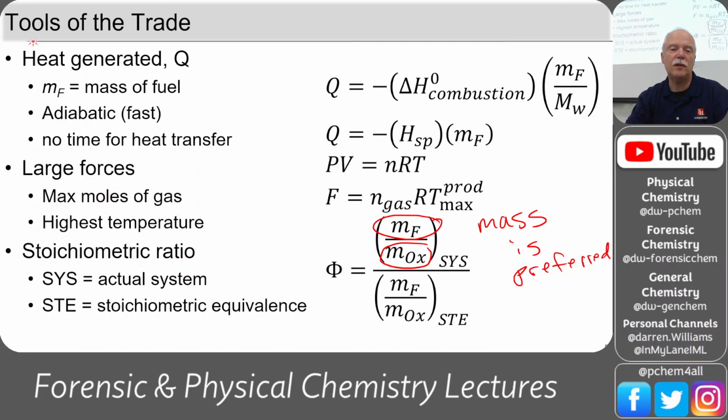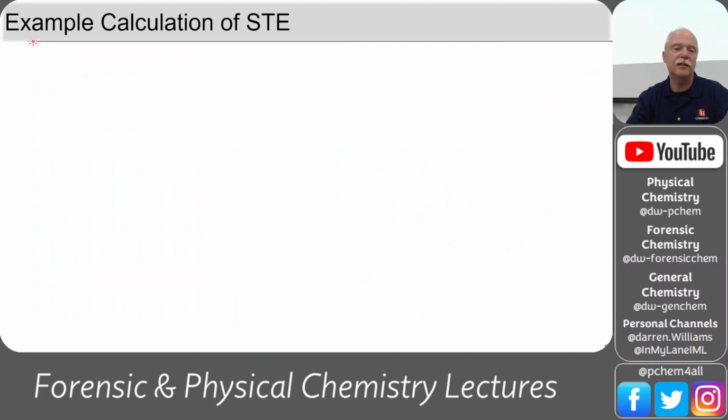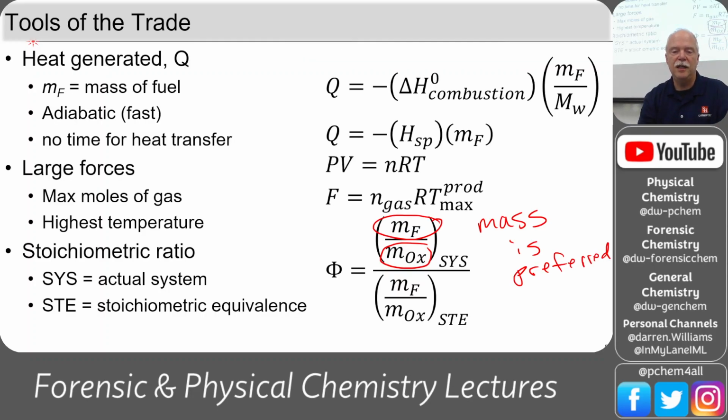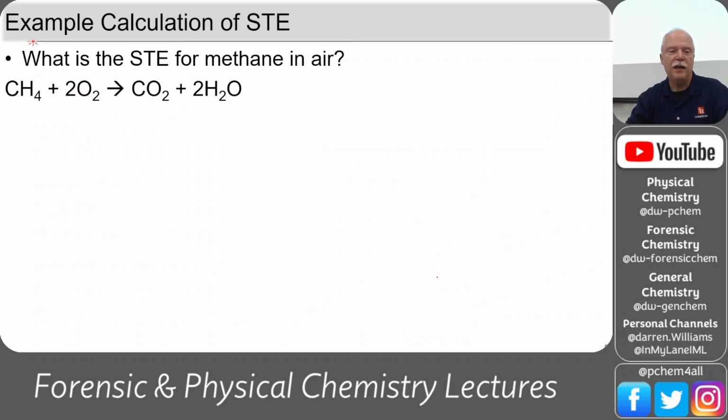Yeah. So let's do some of these mass calculations. Here's an example of the stoichiometric equivalent calculation. What's the STE for methane and air? So look back here. The stoichiometric equivalent is the mass of fuel over the mass of oxygen. So what's the stoichiometric equivalent of methane and air? Here's the methane combustion equation. And as a chemist, it can't be any easier. As a chemist, it's moles per mole, right? We have 1 mole of methane, 2 moles of oxygen.